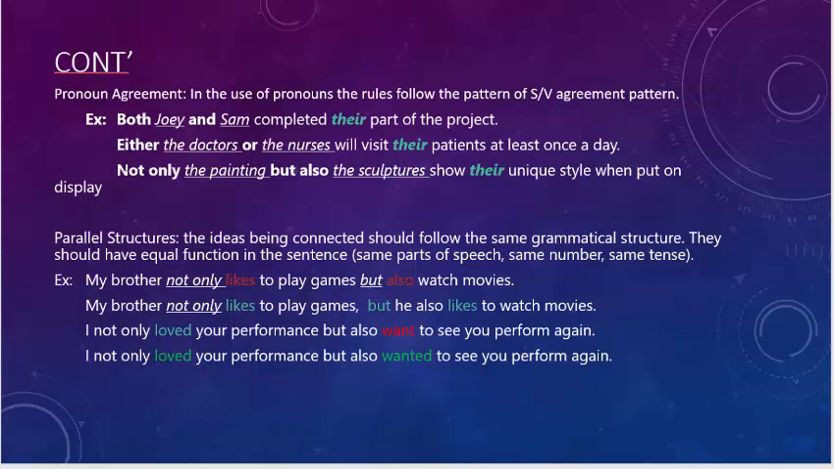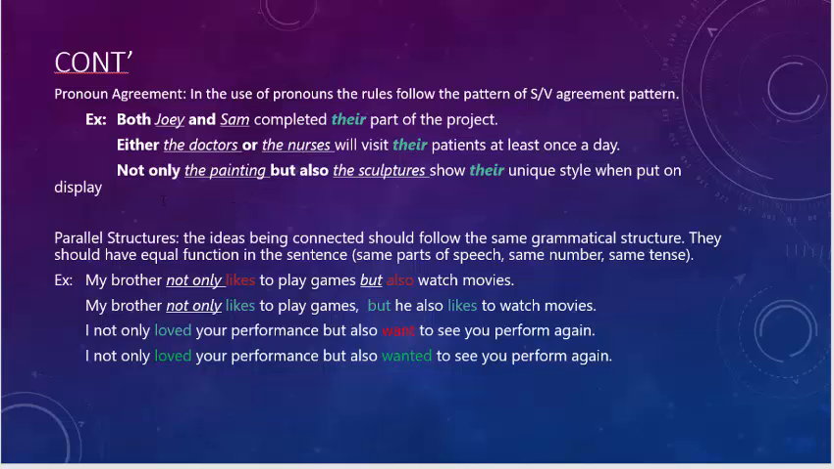Next example: either the doctors or the nurses will visit their patients at least once a day. Although "either...or" shows that one of the options should be taken, since both of these options are in plural form, the pronoun should be in plural form.